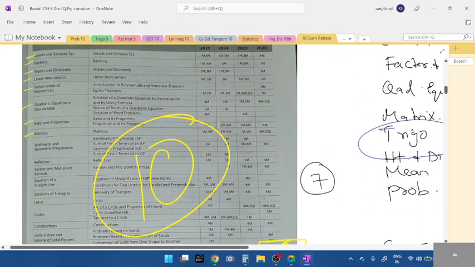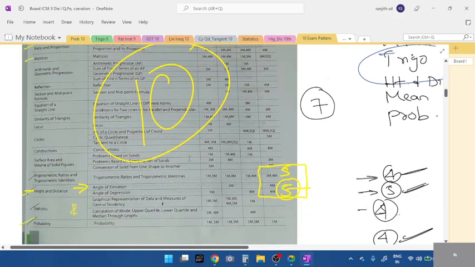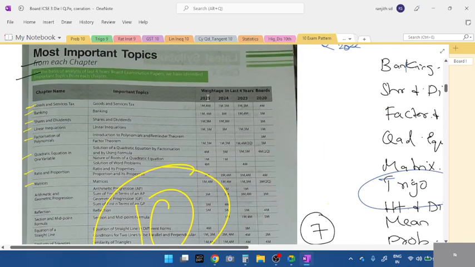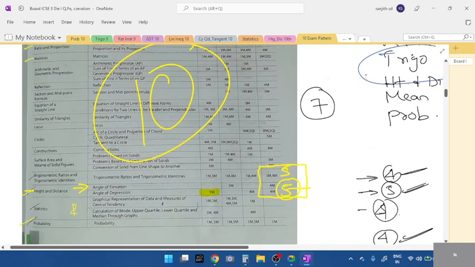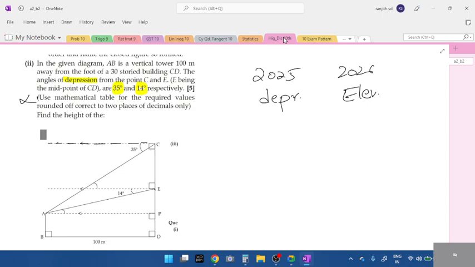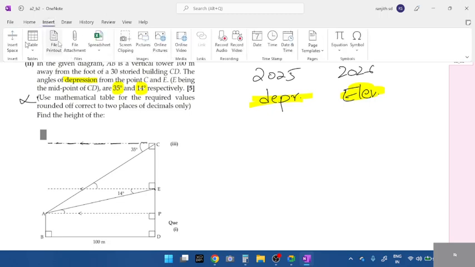Okay, previously 2024, 25. Which one was given? What is given here in 2025? Angle of depression was given, right? For 5 marks. Look at this, students. 2025, which question? Angle of depression was given. Okay, 2025. 2026, angle of elevation, 5 marks. So 2027, what kind of questions might they give? What kind of question might you get?